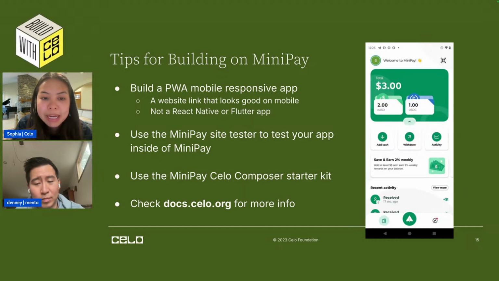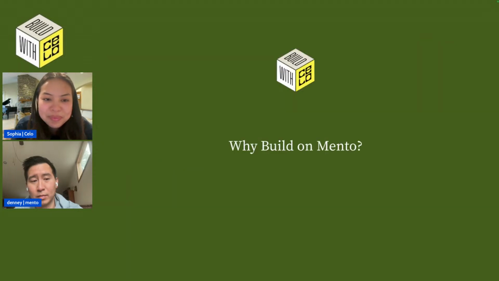You'll be using the MiniPay site tester to test your app inside of MiniPay. You can use the MiniPay Celo Composer Starter Kit if you want a starter kit to help you get started. And you can check out docs.celo.org for more info on exact. But yes, don't forget, build a mobile responsive app, not a mobile app, if that makes sense. So you should have a website link to your app, not an actual React Native app.